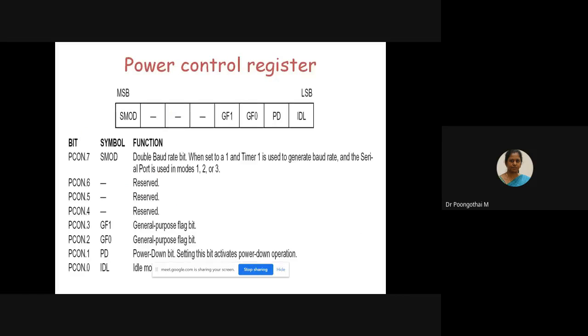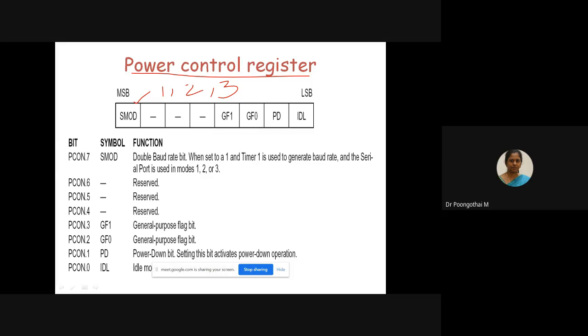The next register is the power control register. Here in the power control register, a very important bit is involved, that is the SMOD bit, the serial baud rate modifier bit. Please note it down. Serial baud rate modifier bit. Suppose this SMOD is 1, it means by program we double the baud rate using timer 1 for all the modes, that is serial modes 1, 2, 3. We can double the baud rate by using this SMOD.